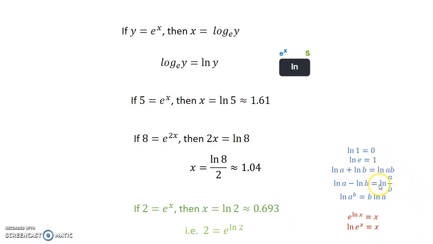Here's a whole list of the laws you learned before, and probably 2 new ones. And this is just what I told you before with the button. E to the ln x equals x, and ln of e to the x equals x, because they're inverses. They undo what the other one does. Okay, so there we go.